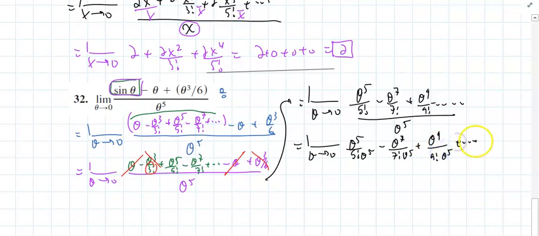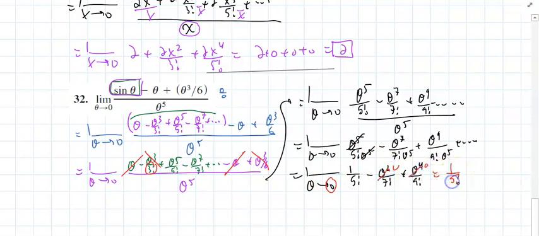So if I break this up into pieces, that will simply be 1 over 5 factorial minus theta squared over 7 factorial plus theta to the 4th over 9 factorial. As theta approaches 0, those terms would be 0 and you'll be left with 1 over 5 factorial. And that would be what the limit equals.